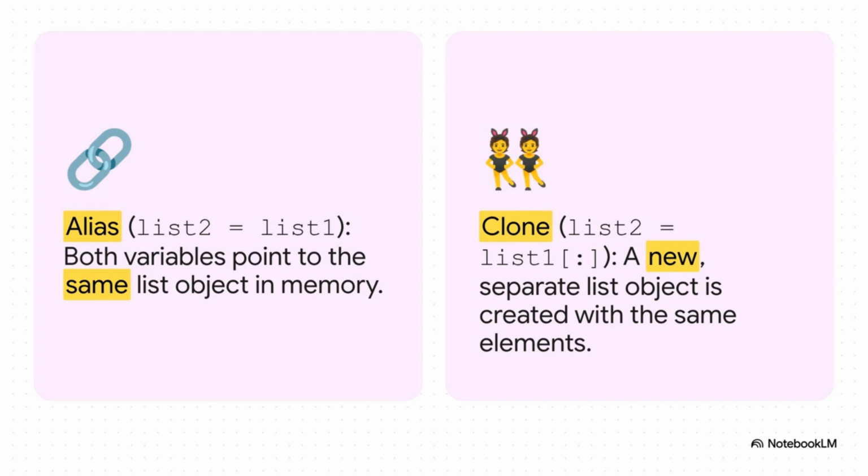Now listen up, because this next concept is the source of some of the sneakiest bugs in Python. When you write list2 = list1, your brain thinks you've made a copy. You have not. What you've made is an alias. Think of it like this. You've just given two different names to the exact same list. They're both pointing to the same object in memory. So if you change something using list2, you're also changing list1. What you usually want is a clone, a totally separate, independent copy.